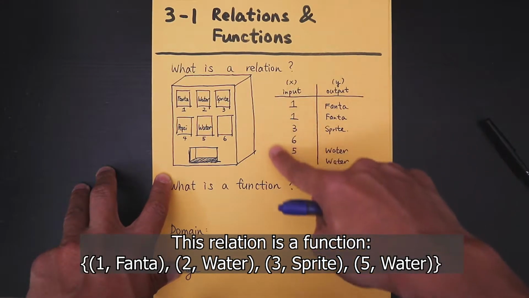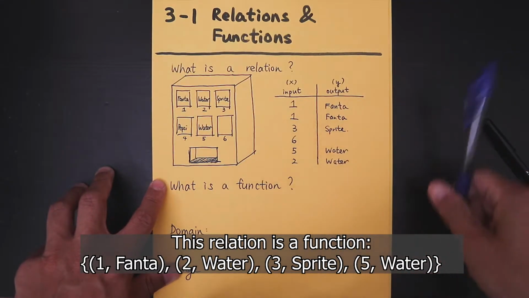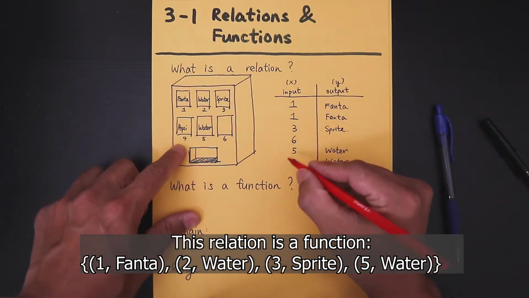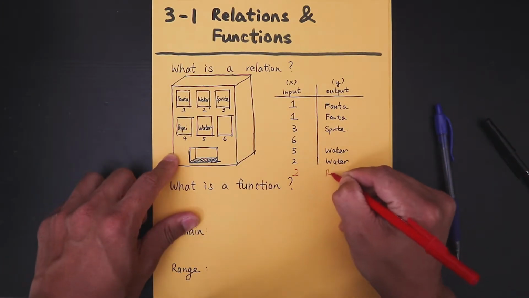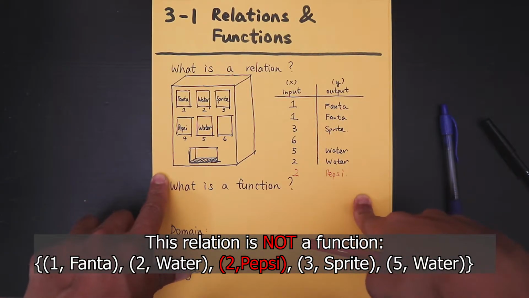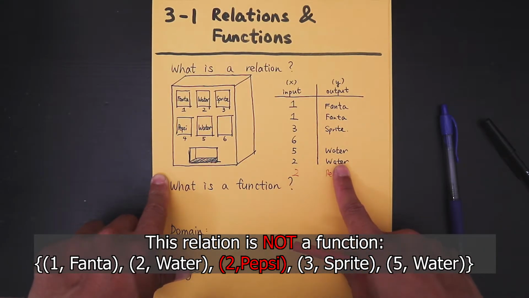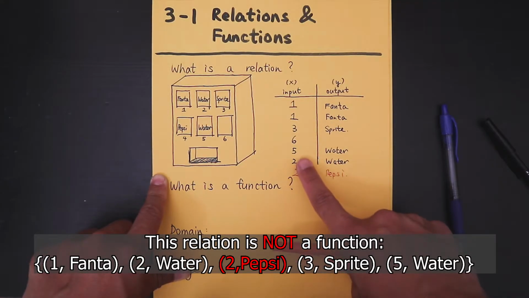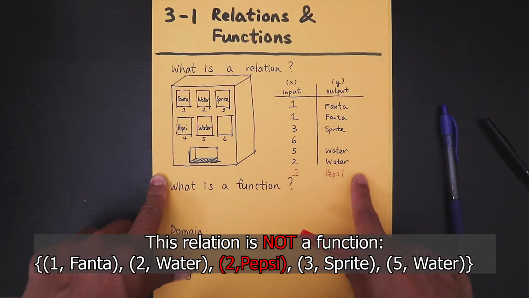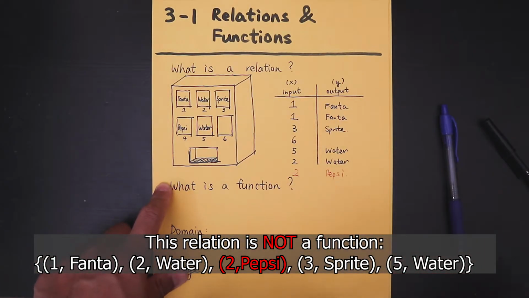So far, this machine is functioning properly, until I write the following. If I press the 2, I'll get Pepsi. Now, can you tell me whether this machine is functioning properly? No, because what happened when you pressed a 2? The first time you got water, and when you pressed the 2 again, you got a Pepsi. So when you have one input and two different outputs, then it is not a function. In other words, this machine is not working properly.